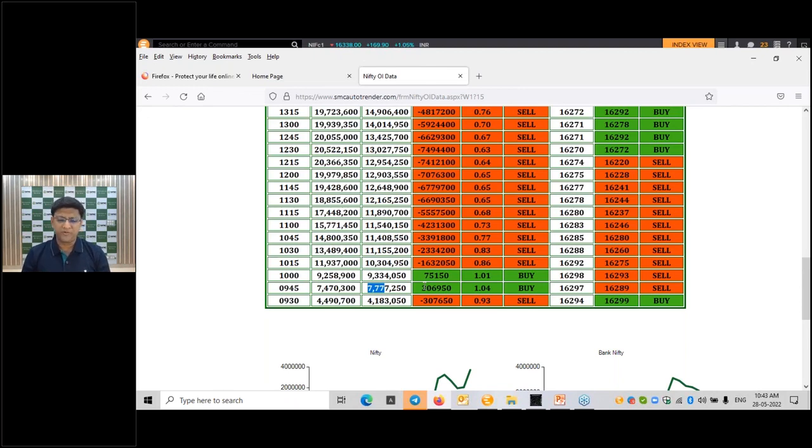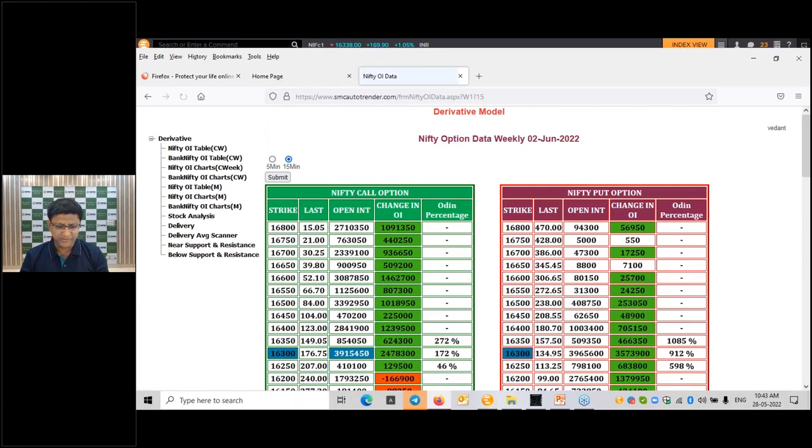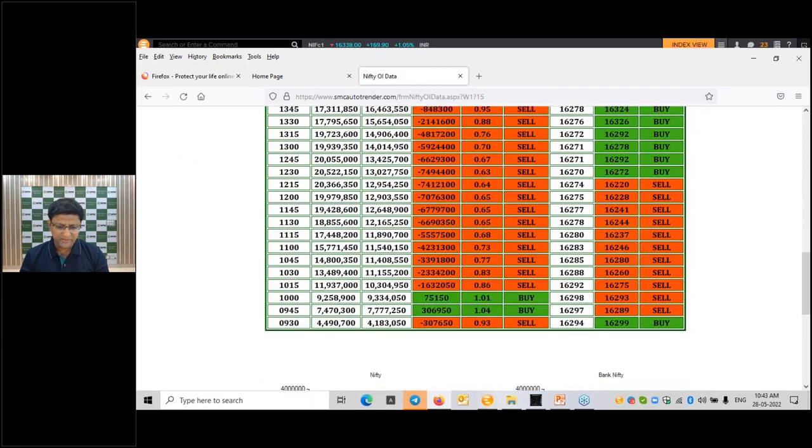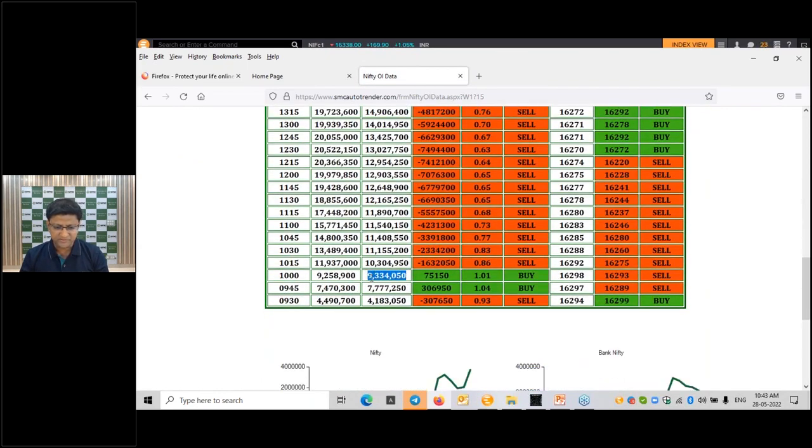When the PCR, when this ratio, we calculate the PCR. So how the PCR is calculated? PCR is calculated by put change in open interest, this column, put change in open interest divided by calls change in open interest. So when you divide this 9,33,000 with 992 lakhs calls change in open interest, you get this ratio 1.01. So it is almost flat.